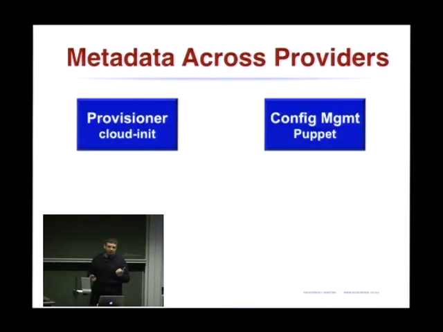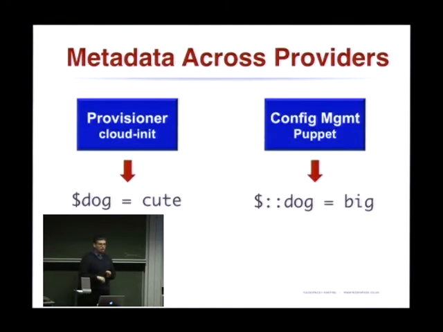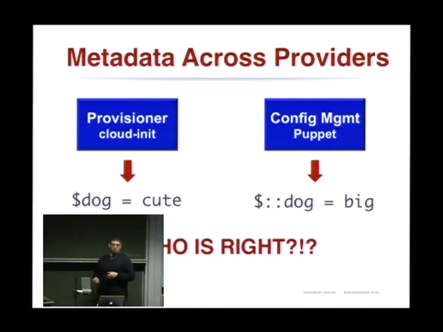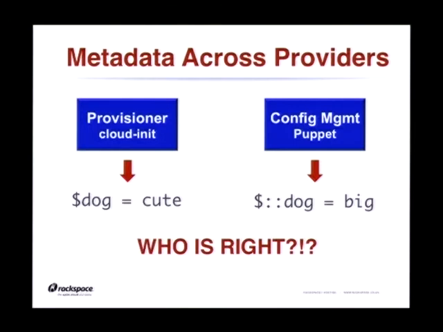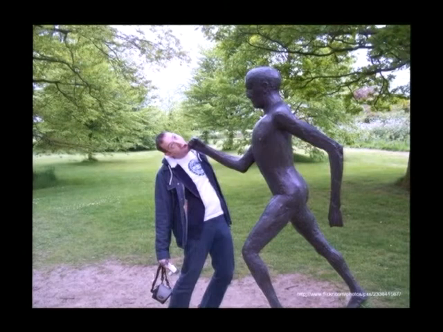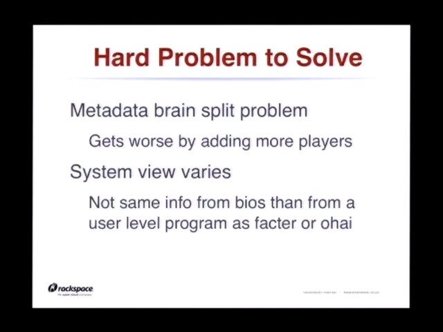So let's say in this case you have a provisioner, which would be CloudInit, and a config management tool with Puppet, and both of them like to define what a node is, and they define it in completely different ways. So the problem is, who is right on that? Because again, you have the brain with the muscle all together. So what happens is that you pretty much end up punching yourself in the face. And that's not a good thing to happen, right? So this is what I call the metadata brain split problem. It's a very hard problem to have, and it starts kicking you very early when you do your implementations.